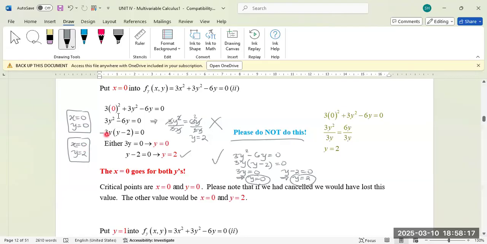For those of you who don't see it yet, remember x was equal to 0, right up here, so when I substitute x equals 0 into equation 2, my outputs were y equals 0 and y equals 2. So combining both, I'm going to get x equals 0 and y equals 0, and x equals 0 and y equals 2. So x equals 0 produces two y values, 0 and 2. See that?